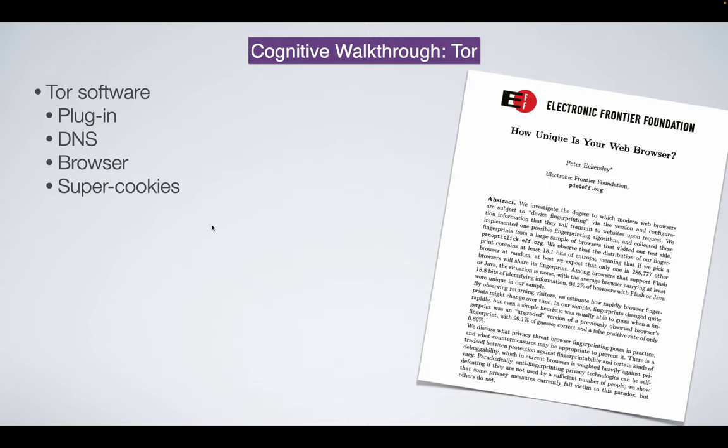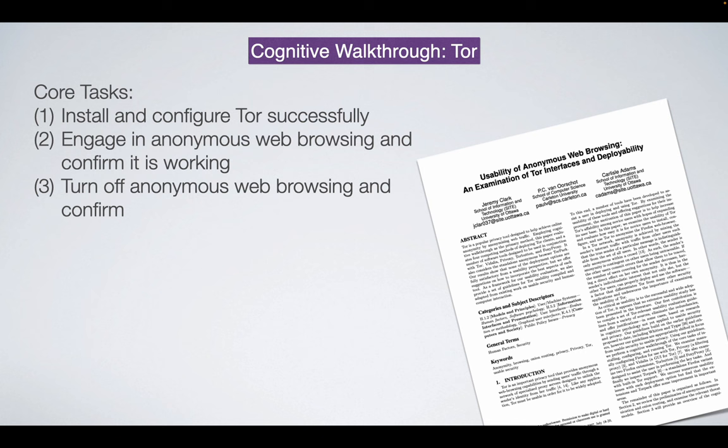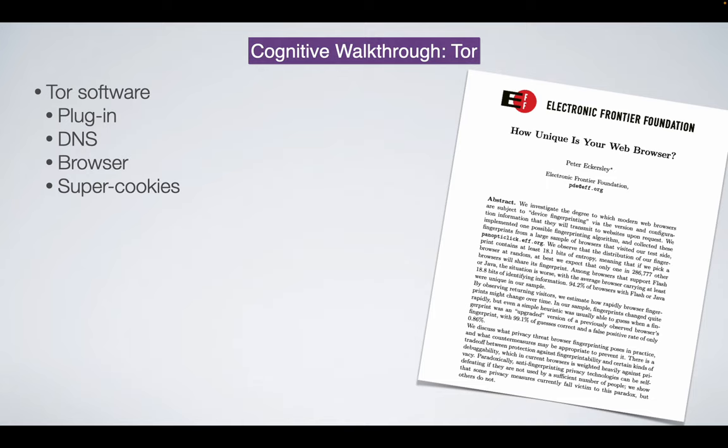So anyway, it protects you against these, we call them super cookies because there's nothing you can really do about it. You can delete cookies or turn off cookies, but if I can fingerprint your browser not using cookies, then you can't do much about it. Okay. So anyways, this is all I want to say about Tor itself before we go to the cognitive walkthrough. Are there any questions about Tor?